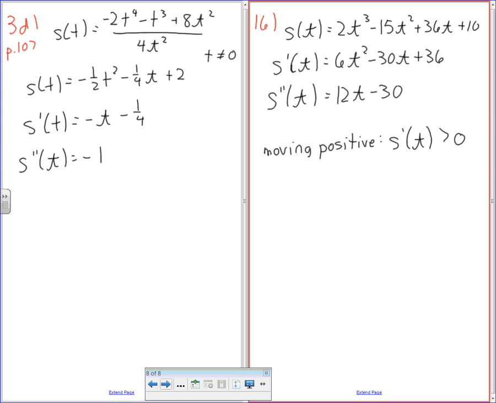Right? Okay, right? So if we get the positive value and s prime of t is greater than 0, okay? And then the second part says, when is it moving in a negative direction? What would that mean? Rebecca, save the class, please. What does that mean? If it's moving negatively. Yeah, s prime of t is less than 0. Lovely. Wonderful.